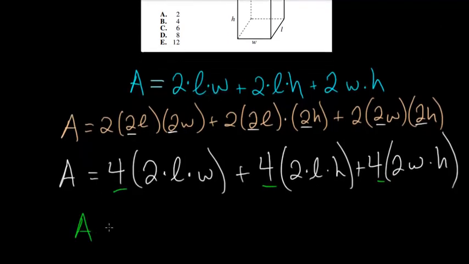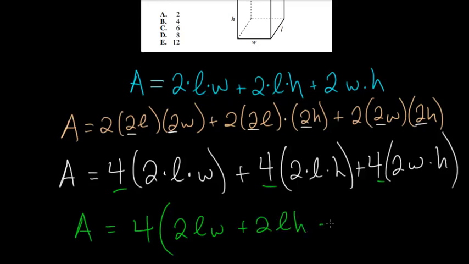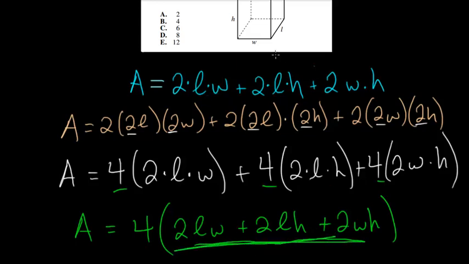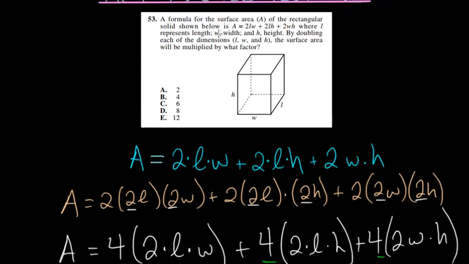So what we end up with is that the area is 4 times 2LW plus 2LH plus 2WH. And notice that this inner part here is just the original area formula. So in essence, by doubling each of the length, the width, and the height, your surface area gets multiplied by a factor of 4. So going up to our original question and the answer choices, you can see that choice letter B is the correct answer.